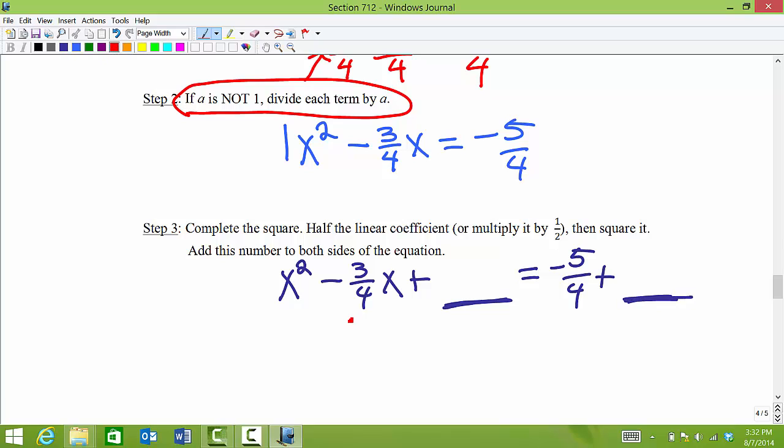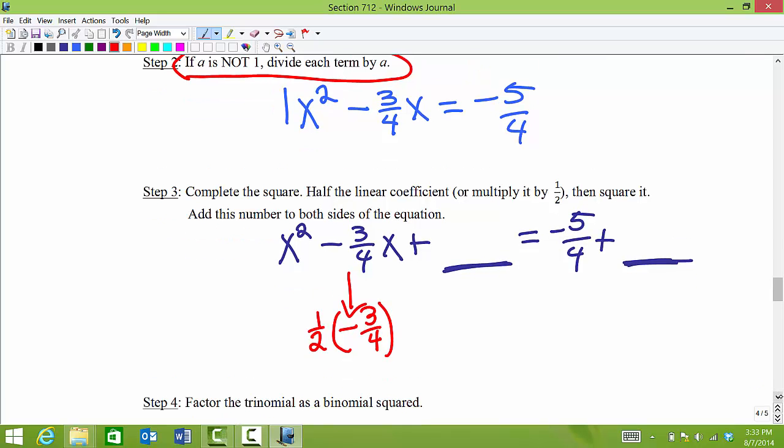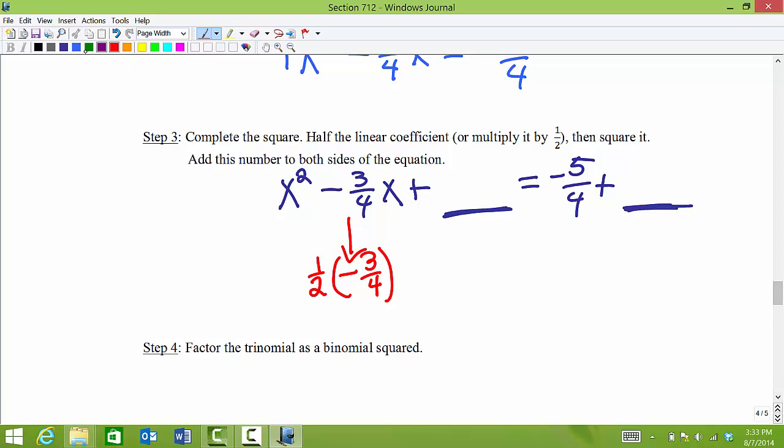We are still going to have the linear coefficient. It just happens to be a fraction this time. When I have that linear coefficient, remember we're going to multiply across. So the half that we get is negative 3 over 8. Negative 3 over 8. Now we half it, and then we square it. And we're going to put that in both sides of our equation.